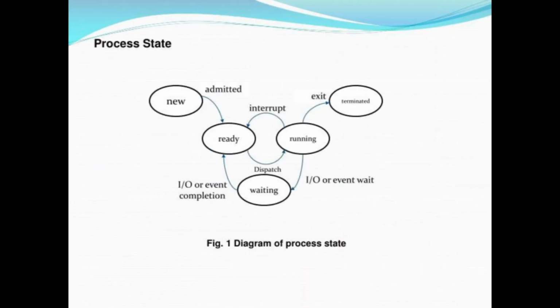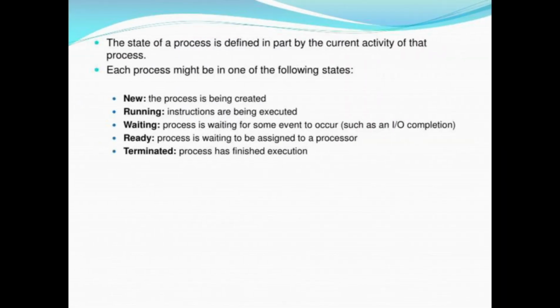process state. This diagram defines process state, that is, when a process is new, admitted, then ready, waiting, that is dispatched, running and interrupt. Between them it is defined exit, terminated. Input output event completion and input output event wait. This state of a process is defined in part by the current activity of that process. Each process might be in one of the following states.